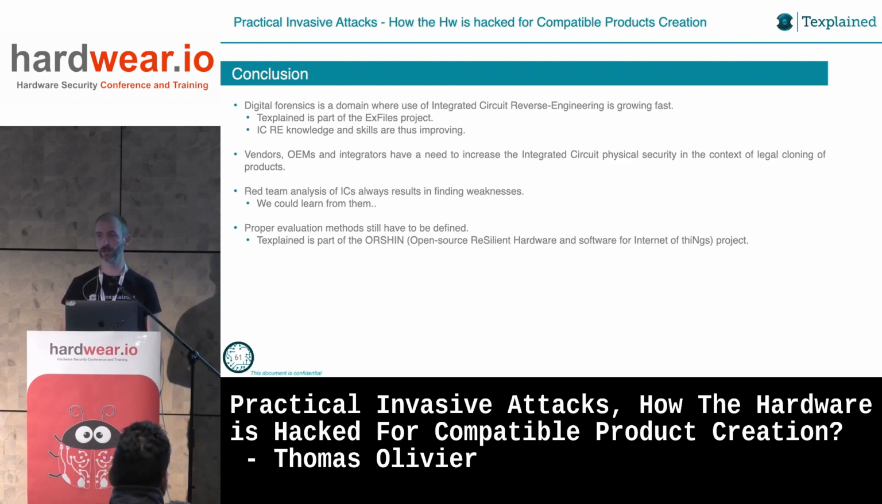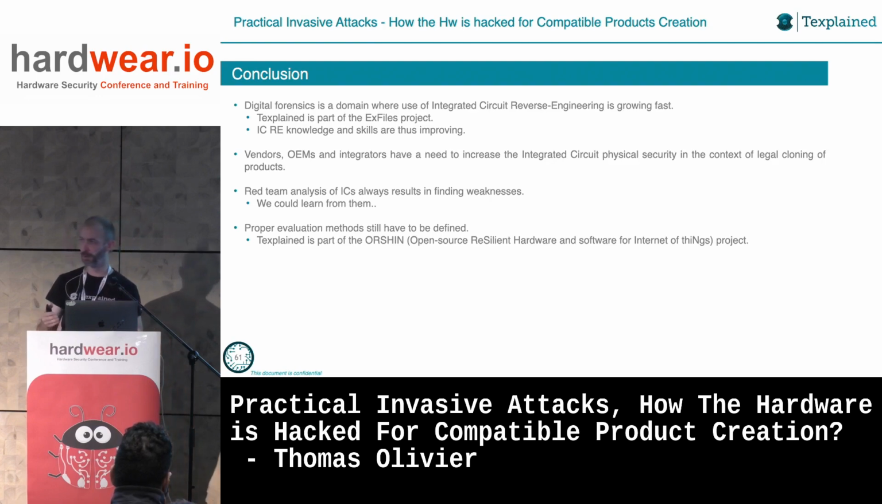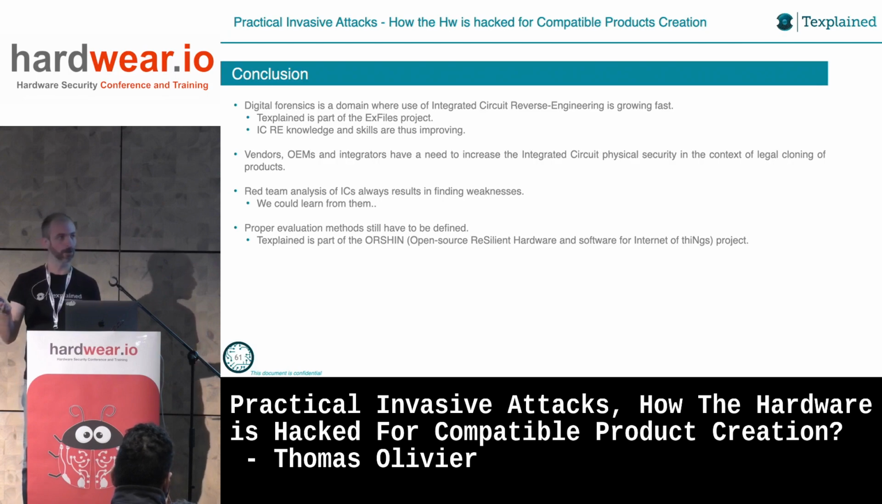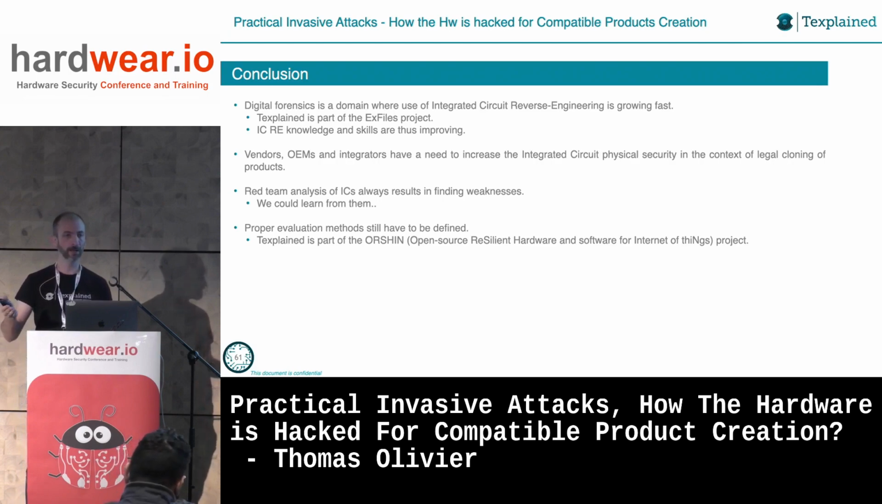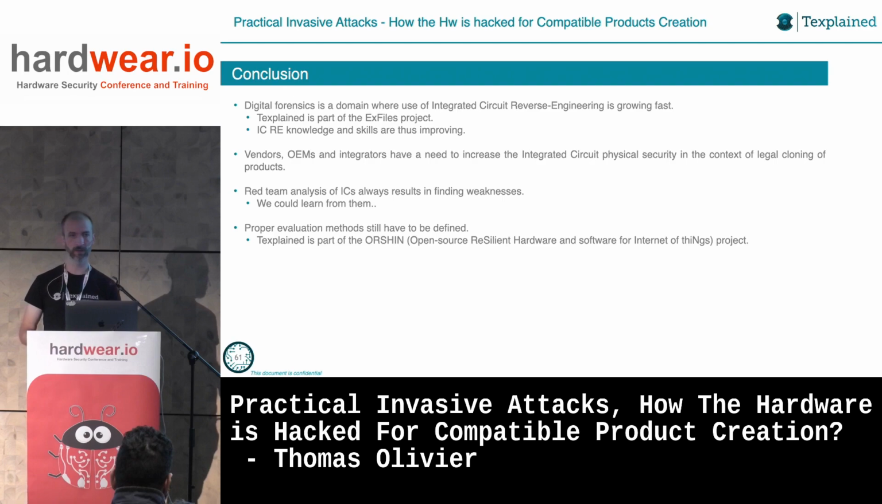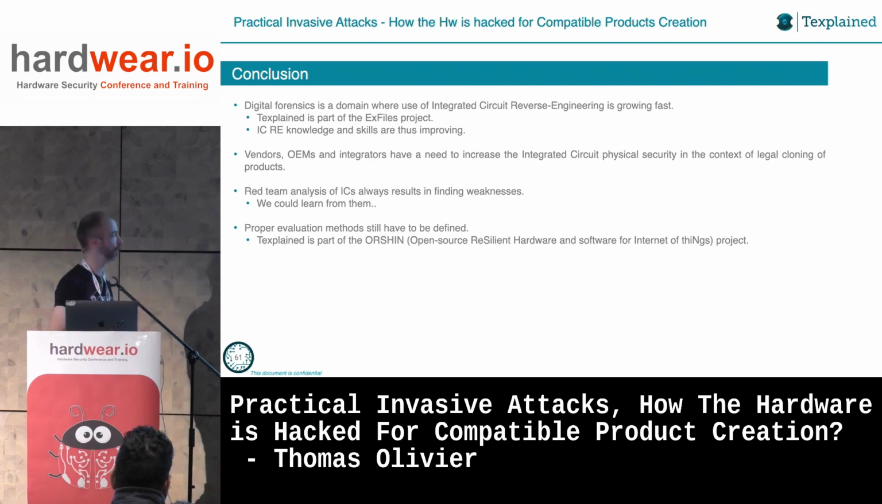Because it's hard to rank a side channel attack like DPA with the same measure and do also this on invasive attacks, right? I cannot do an invasive attack in 2 weeks. That's beyond my skill, right?